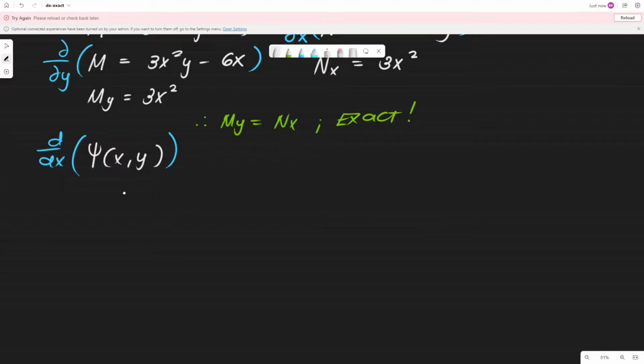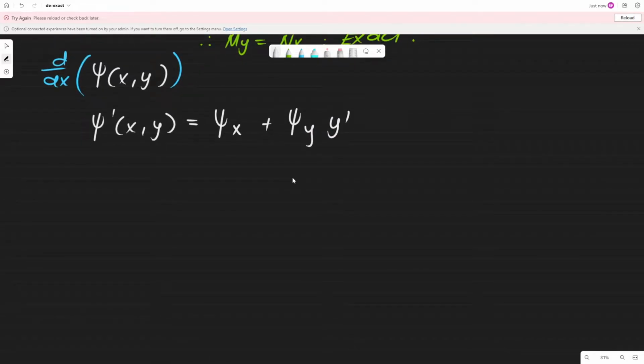This will be equivalent to psi partial x plus psi partial y, or partial y, not z. Sorry. Ayan. So, partial y is multiplied to y prime. Okay. So, yung ating derivative ng psi, yung ating psi prime of xy is actually equal to 0, no?